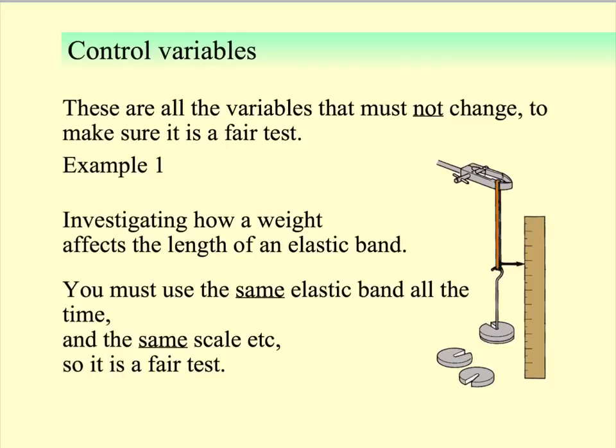So in example 1, we talked about investigating how the weight affects the length of an elastic band. So your control variable should be that you're using the same elastic band the whole time. You're using the same scale. You're using the same setup, the same ruler. You're not moving your materials around, changing locations. Those are all examples of control variables.